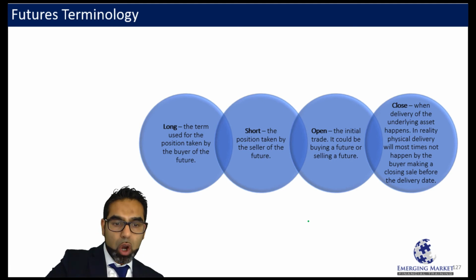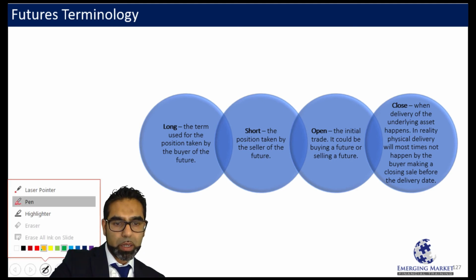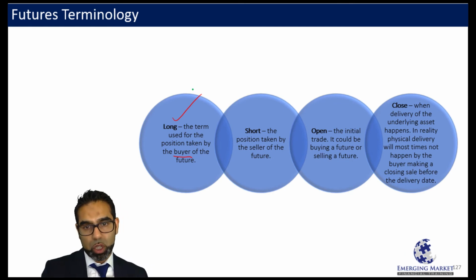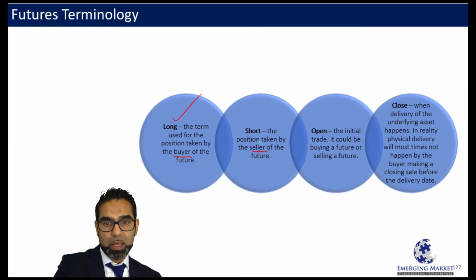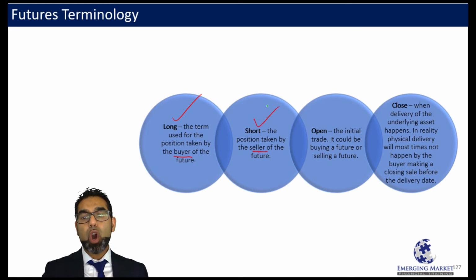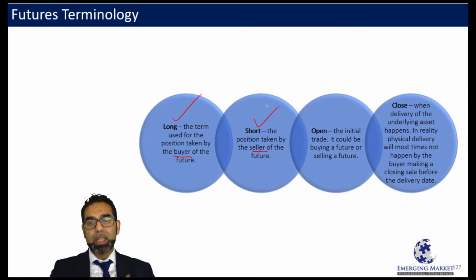If you go long, you are buying or you are going to buy. Long is used for the position taken by the buyer, or you're going to buy in the future. If you're short, the seller, you're selling or you're going to sell. If you open, that means you're starting a position, the initial trade. You could either buy or sell, but you're opening your position.